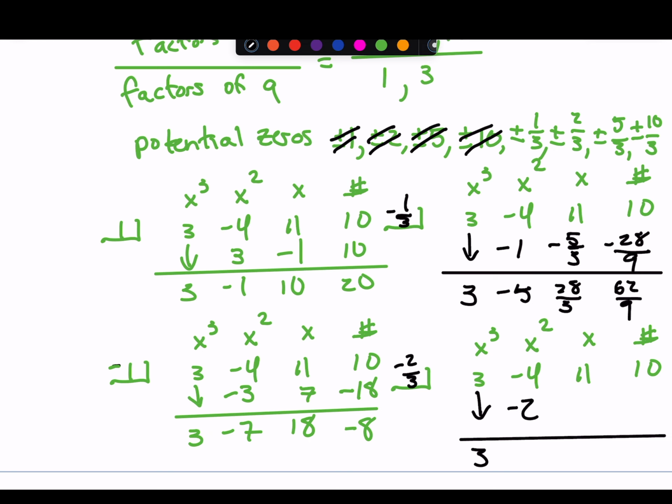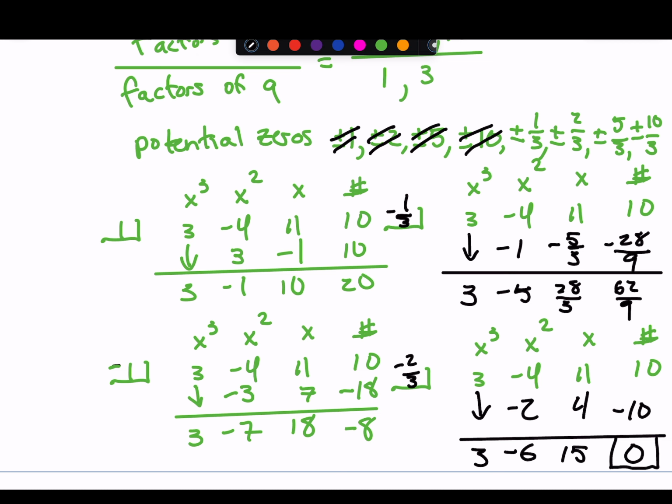on this one. Goodness. -4 plus a -2 is -6. Then -6 times negative 2/3 gives us 4. 4 plus 11 is 15. 15 times negative 2/3 gives us a negative 10. 10 plus a negative 10 gives us 0. So you've got to be very careful with your arithmetic when you're doing synthetic division.